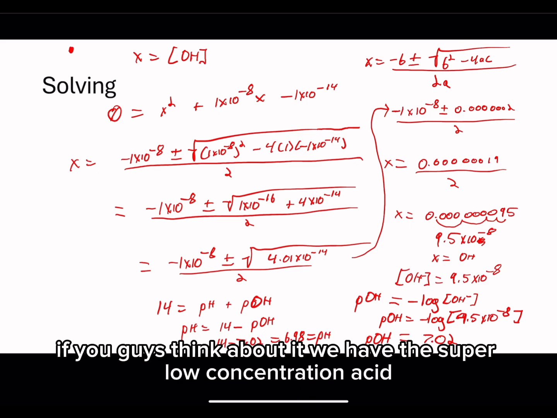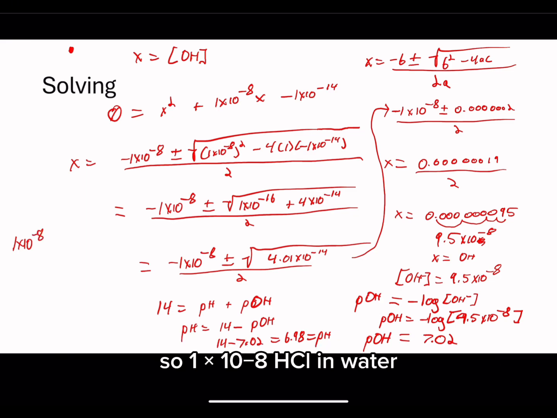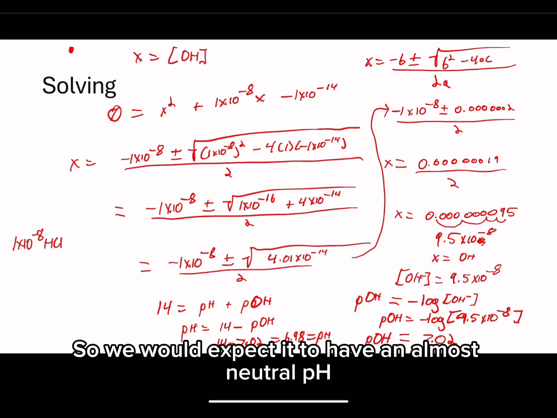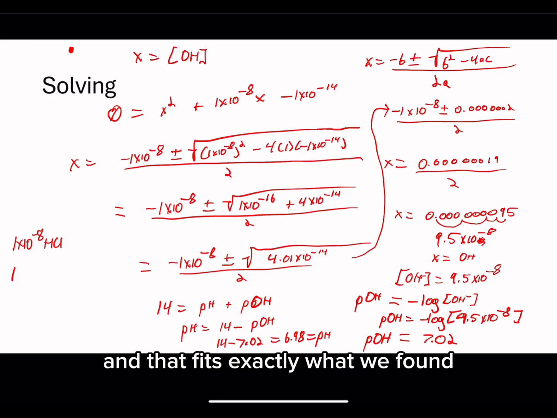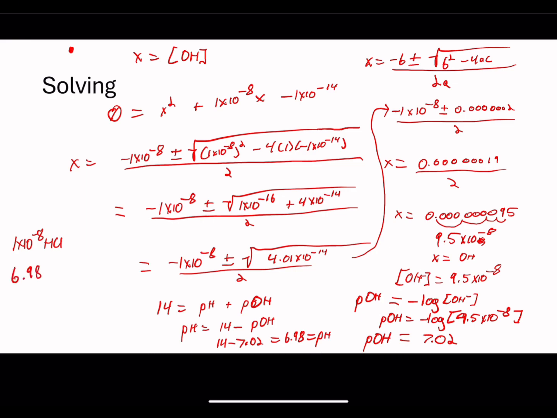So if you guys think about it, we have this super low concentration acid. So 1 times 10 to the negative 8 HCl in water. So we have a super weak acid, so we would expect it to have an almost neutral pH, and that fits exactly what we found. So our pH is 6.98.